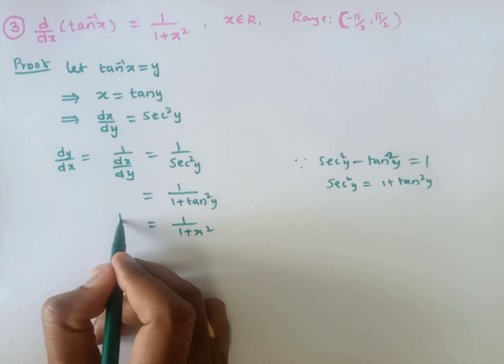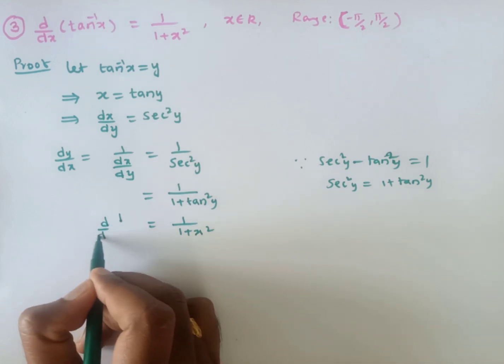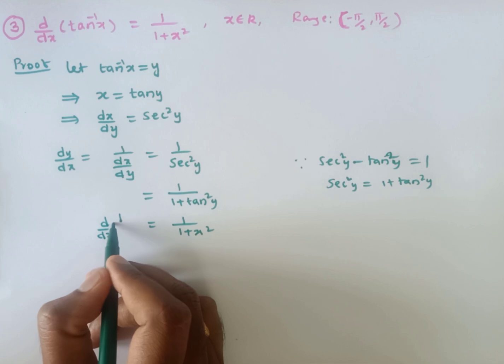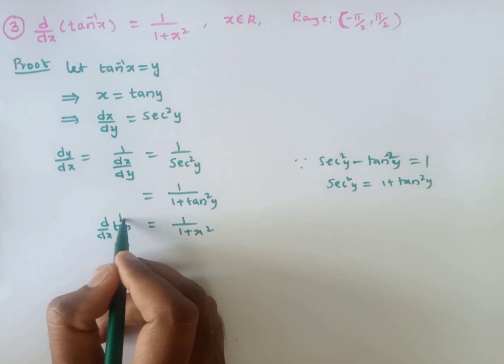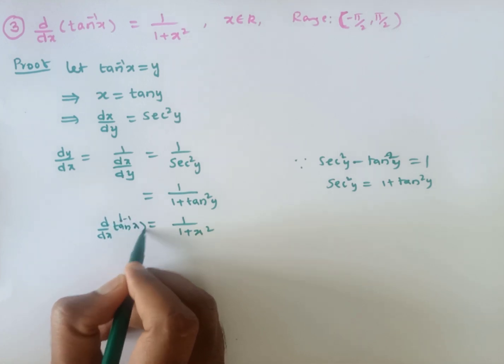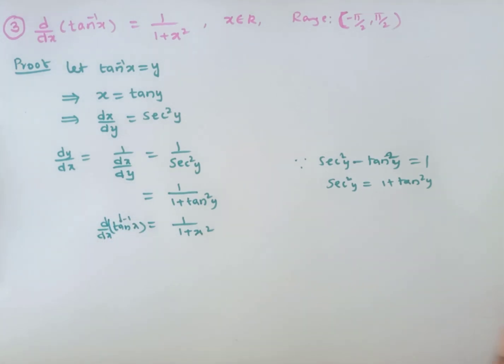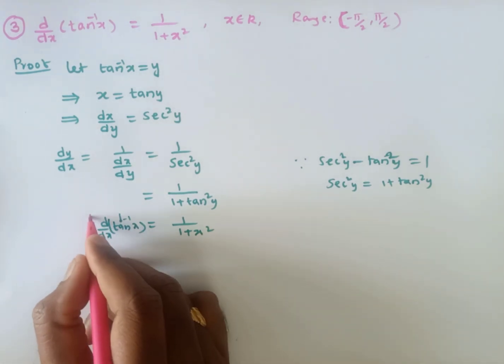So here the derivative, that is d by dx of tan inverse of x, is 1 by 1 plus x square.